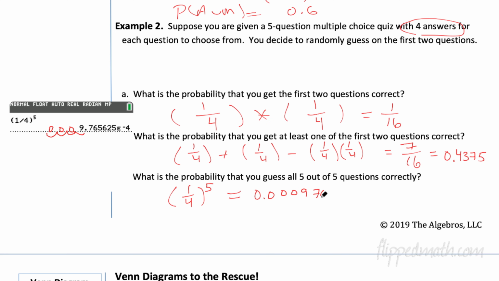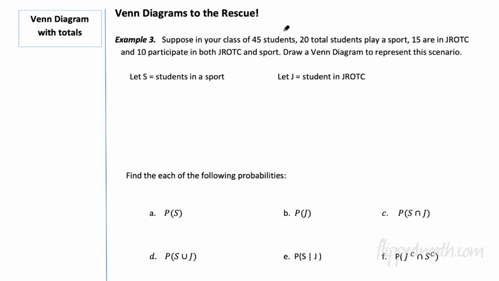All right, 765. I'll just keep going far enough that I don't have to round it. How about that? I don't have a specification for how far you got to round. But that's pretty small chances. If you guess on 5 questions, you get them all right? Not going to work.